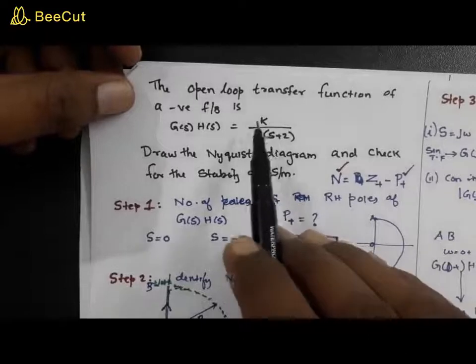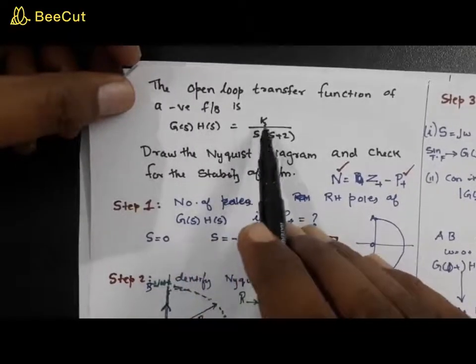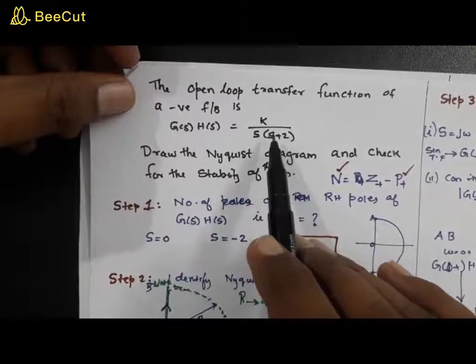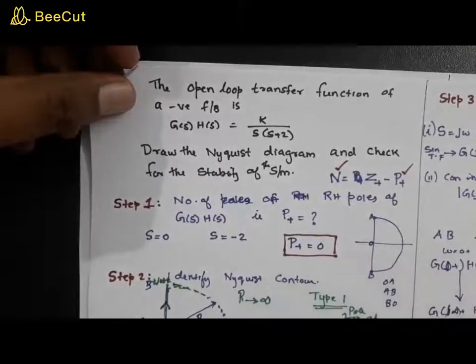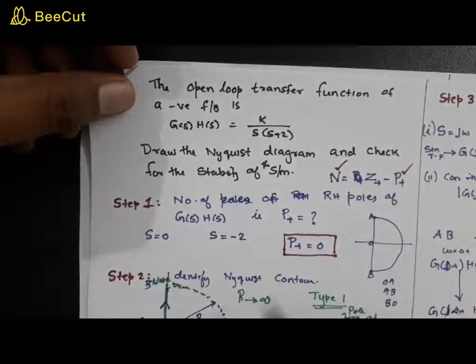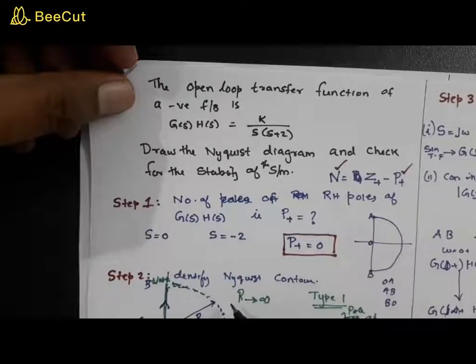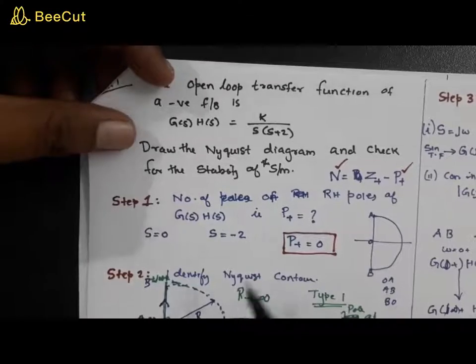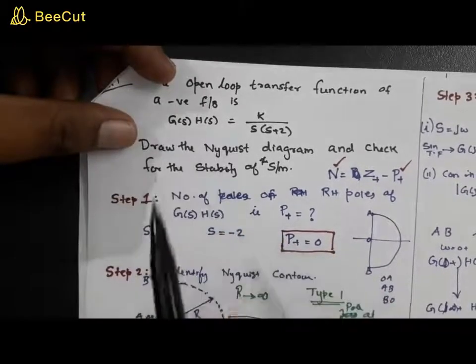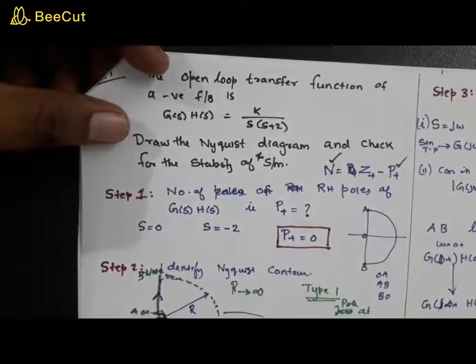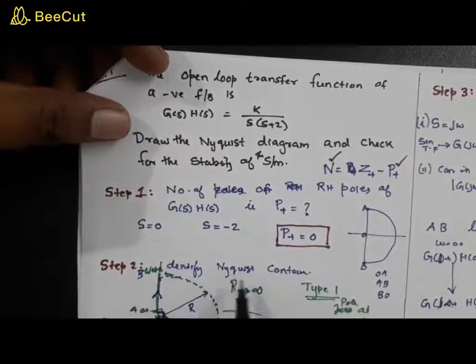That is, the open loop transfer function is given as k by s into s plus 2, and this s denotes that this is a type 1 system. So we know this step-by-step procedure. First of all, you need to identify the Nyquist contour of the S-plane, which is to be mapped in the G(j omega) H(j omega) plane. So we'll get a Nyquist diagram. So first of all, the Nyquist contour you need to identify in the S-plane.